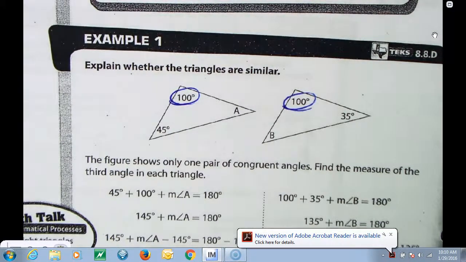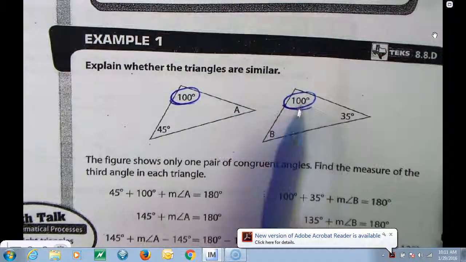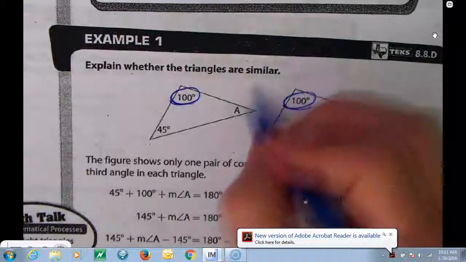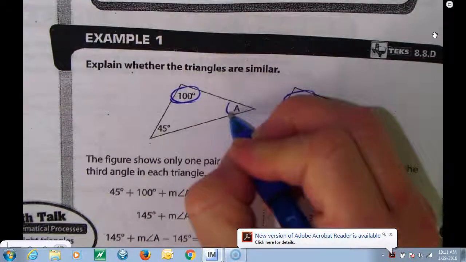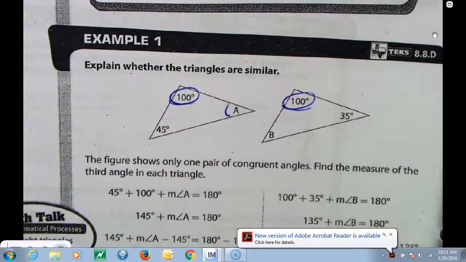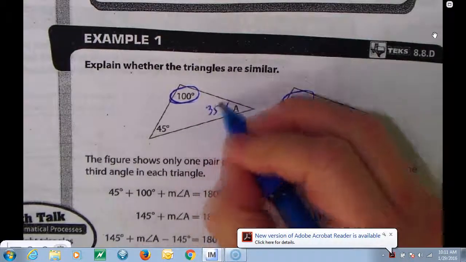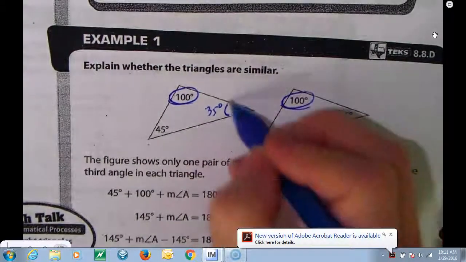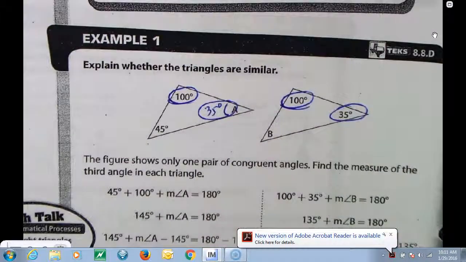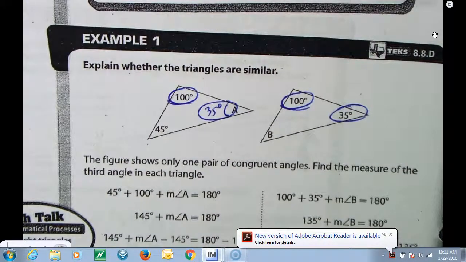These triangles are not congruent. So 100, 100. This is 45. So let's find A. What's the measure of angle A? 35. Good job. So, hey, look at there. 35, 35. So what do we know about these two triangles? No, they're not congruent. They're similar.